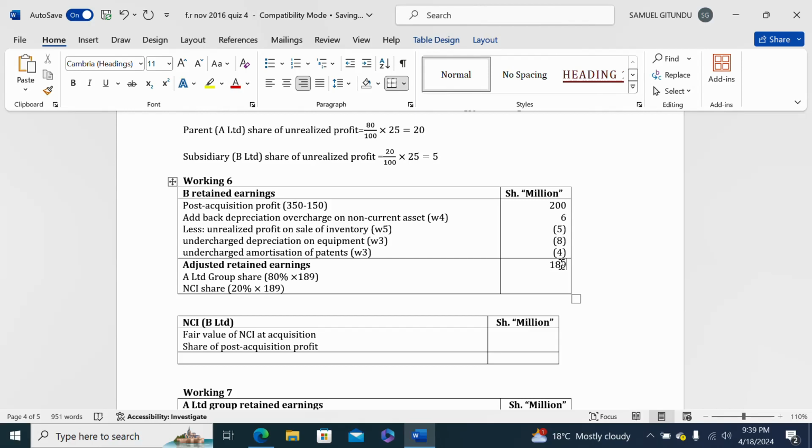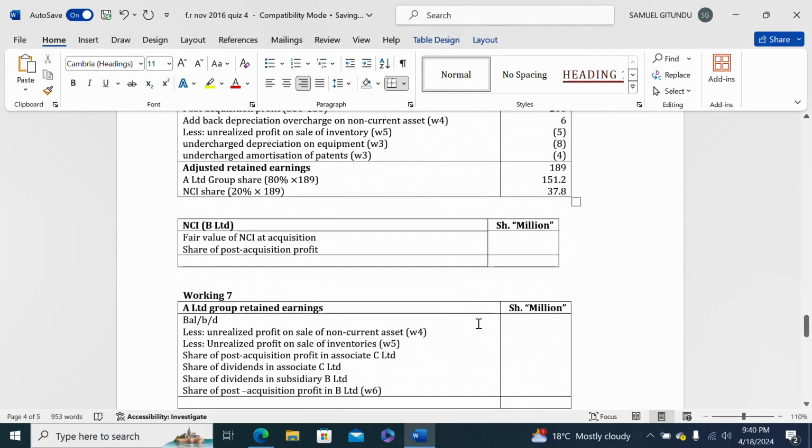So the group share, that is the A limited, is now 80% times 189, which is 151.2, and the NCI share is 20% times 189, which is 37.8.